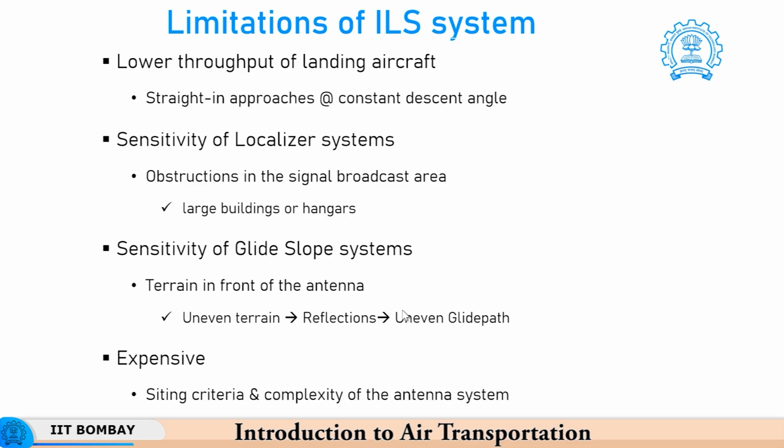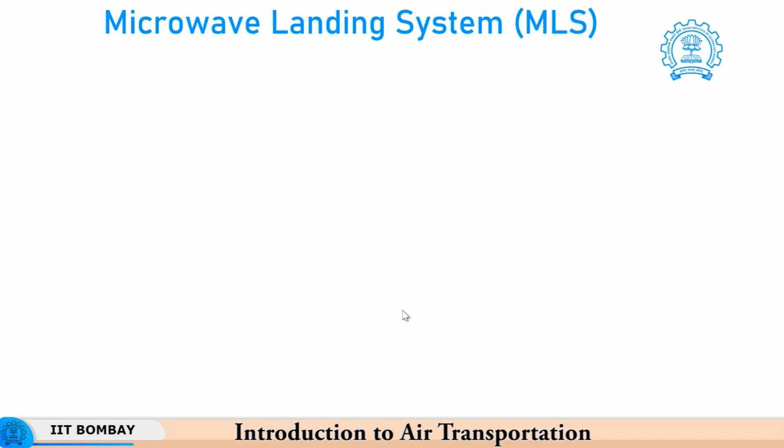Also, the ILS system is very expensive to set up, and expensive to maintain and calibrate regularly. The siting criteria used for placing the system and the complexity of it is very high, and therefore, it requires a lot of investment and continuous expenditure. So, to counter the limitations, a system called the microwave landing system was proposed many years ago, and it was supposed to replace the ILS system after 2010.